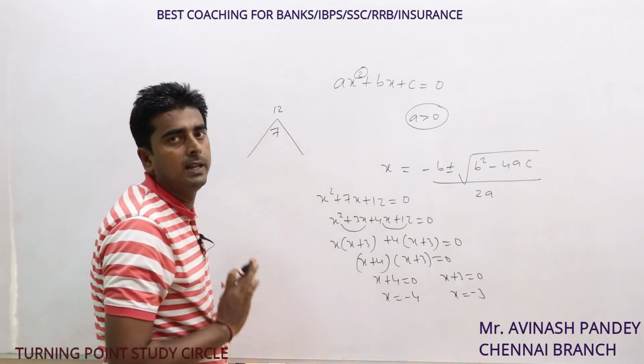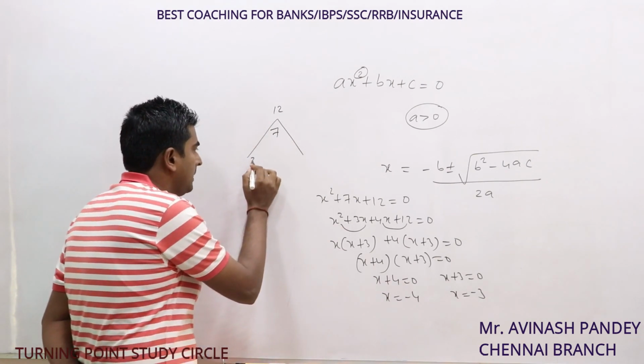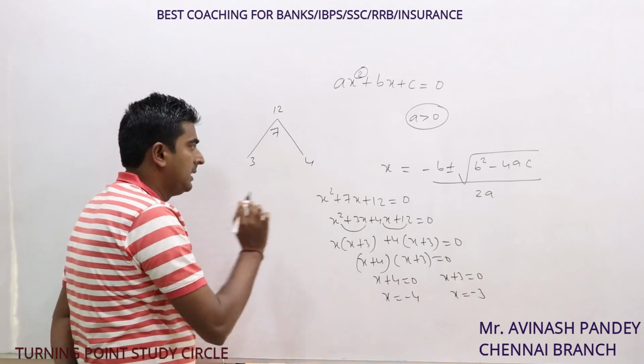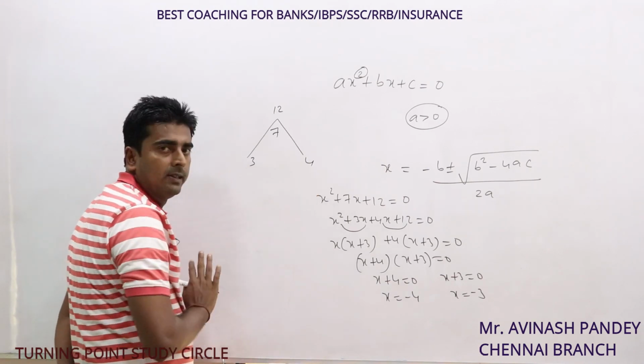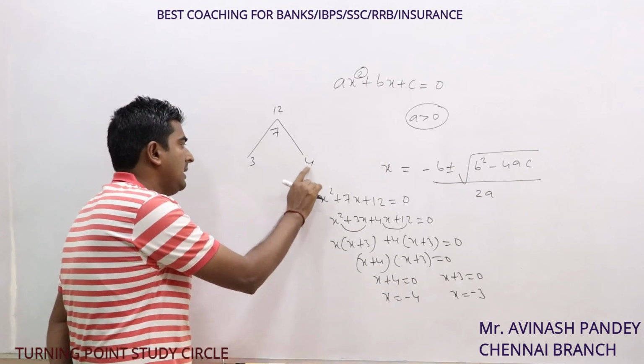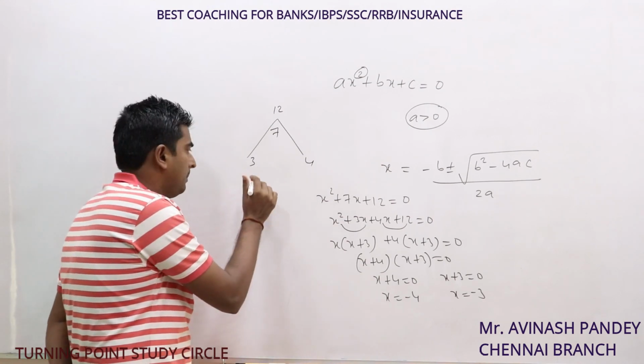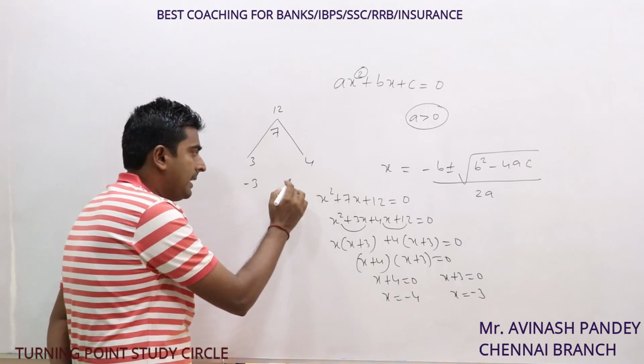So for that, table is very, very important. So anyway, numbers are nothing but 3 and 4. So write 3 and 4 as it is. Then you have to change the sign in both the sides. So plus 3 will become minus 3 and plus 4 will become minus 4.